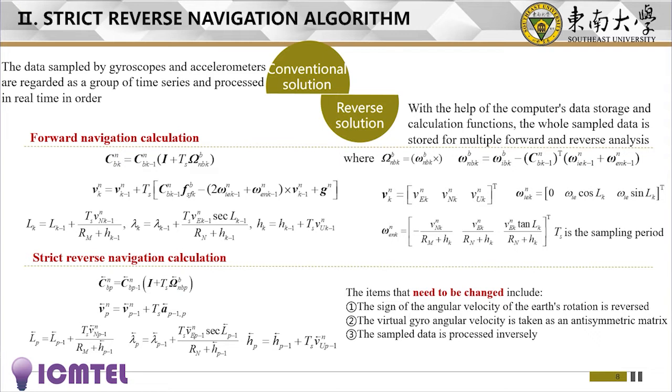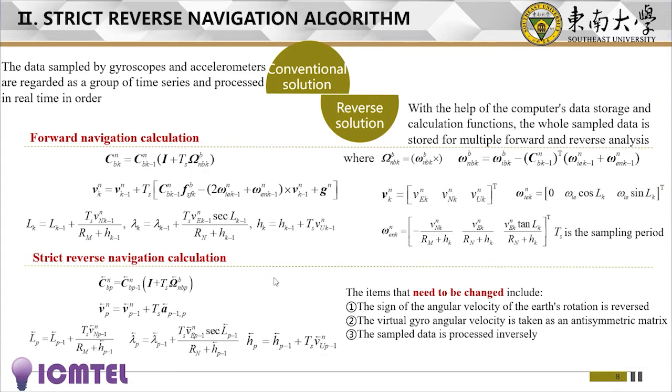Except for the normal forward operation, the stored data can also be processed in reverse time order in the navigation scene without real-time requirements. Repeated forward and backward analysis of the stored data is conducive to improving the navigation accuracy. The expressions of forward navigation and reverse navigation are given at the middle and bottom of the screen.